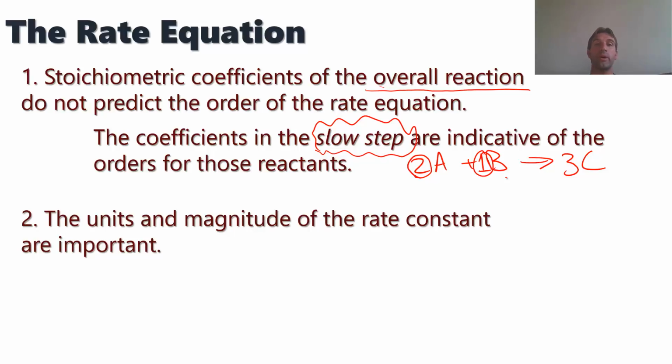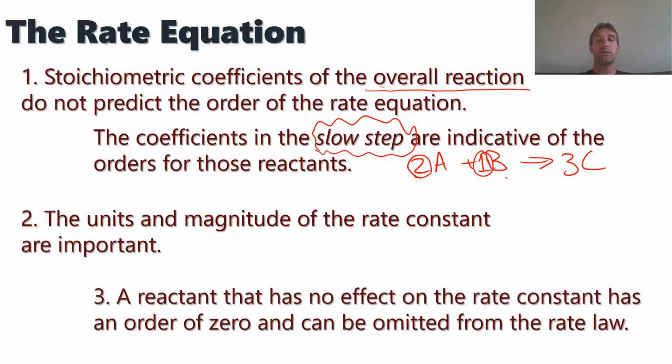In the rate equation, we have that constant K, and it's important also that we recall the unit of K can be determined by looking at all the other factors in an equation, and the value can be determined by plugging in numbers. So the unit and the magnitude or the value of a rate constant is very important.